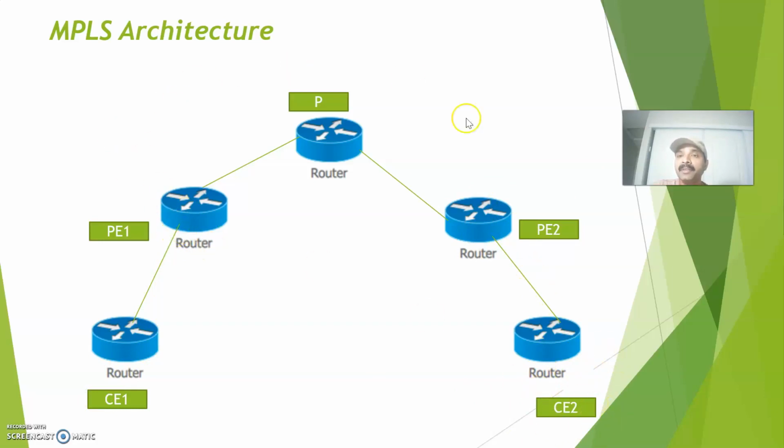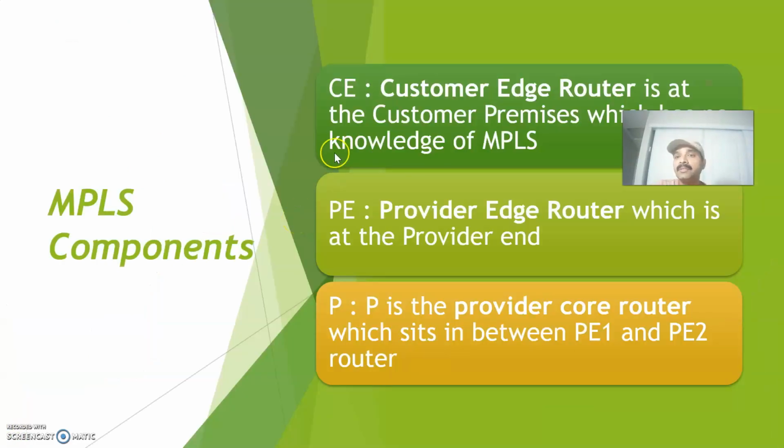So only at the MPLS backbone are we using the label, and that information is used. Based on this information, it will forward the packet. That is the main purpose of MPLS. So that's what I explained here.